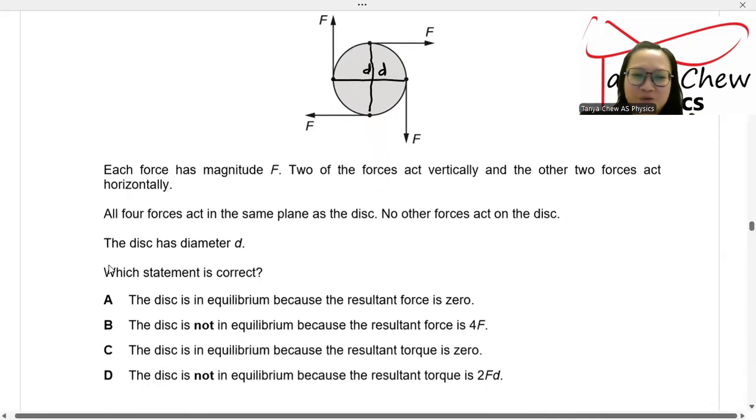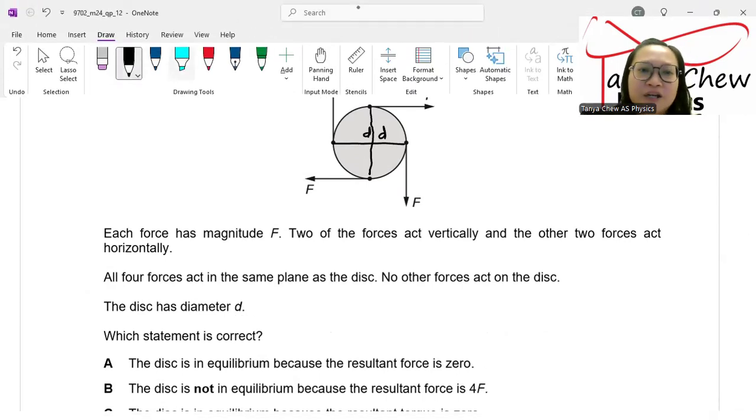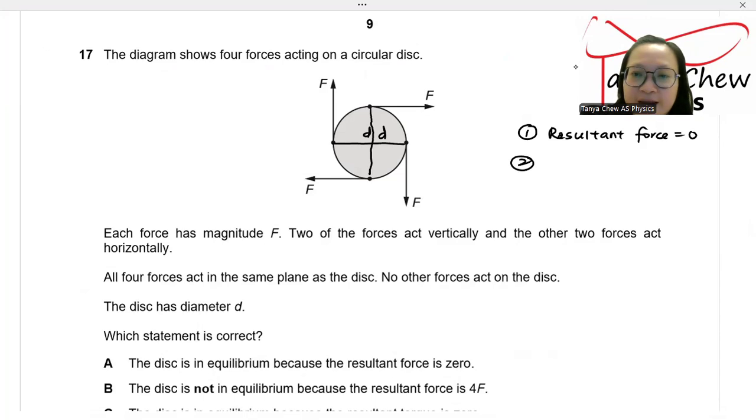Now, whenever you see this question, they ask you whether this is equilibrium or not equilibrium, right? Conditions for an object or for a system to be in equilibrium. First one, you have to check, right? Okay, wait, I write down first. First condition for the equilibrium is that resultant force must be equal to 0. Second condition is the resultant moment must also be equal to 0.